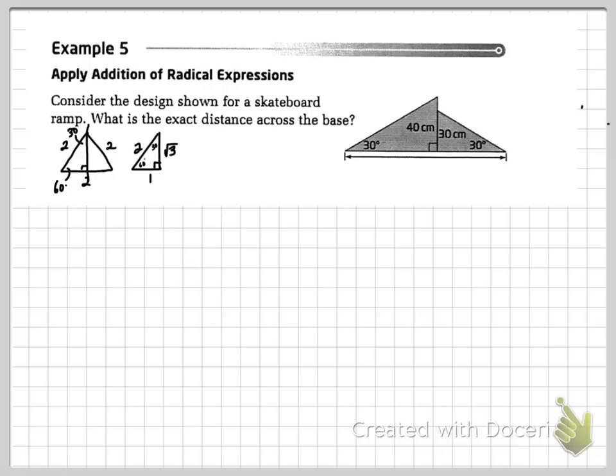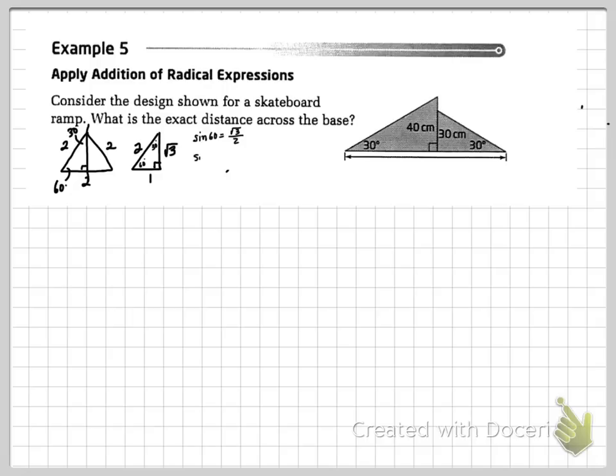Let's start with sine. Sine is opposite over hypotenuse. We're going to start with 60 degrees. The sine of 60 degrees is opposite, which is root 3, over hypotenuse, which is 2, so the sine of 60 degrees is exactly root 3 over 2.